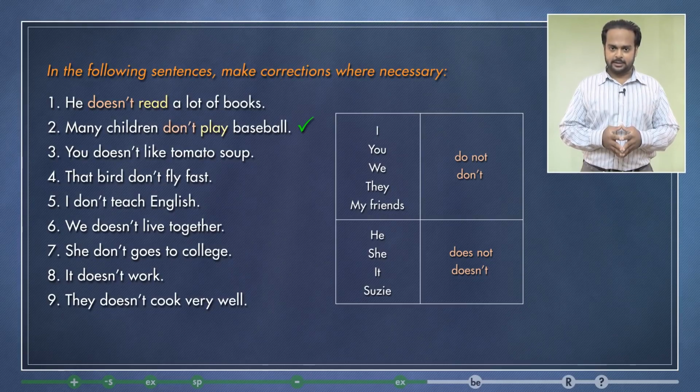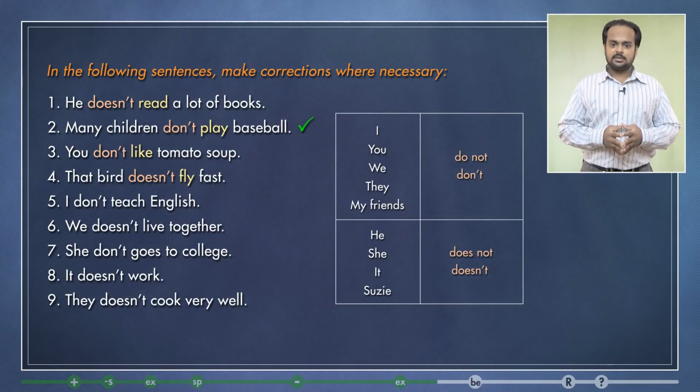Number 2 is correct. We have a plural subject. Many children don't play baseball. Number 3 is wrong. For you, the correct negative form is don't. So you don't like tomato soup. Number 4 is also wrong. That bird is a singular noun, so we need doesn't here. That bird doesn't fly fast.